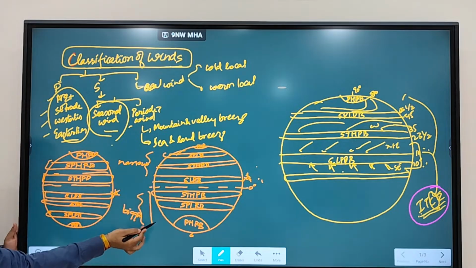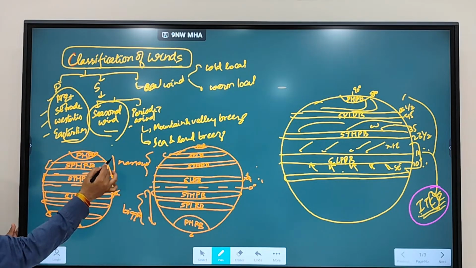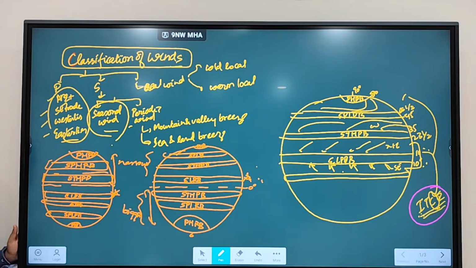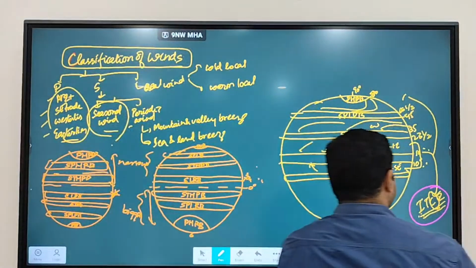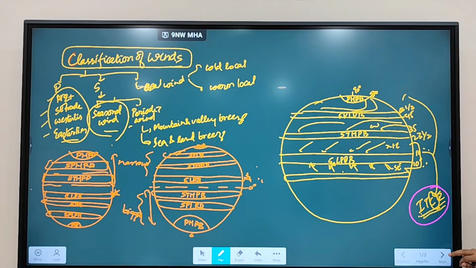So earlier it was broadening here, now it is broadening when the sun position is at Tropic of what? The sun position is at Tropic of Capricorn. Fine, any doubt? So now in this situation, what will happen?